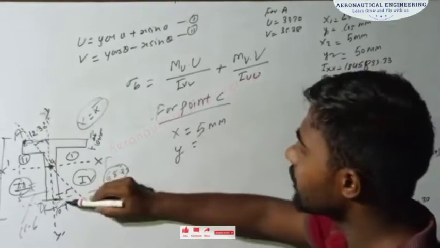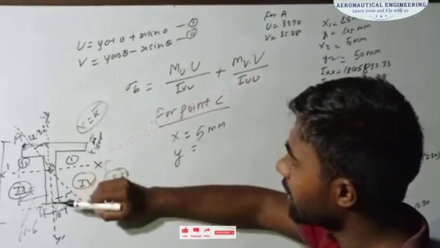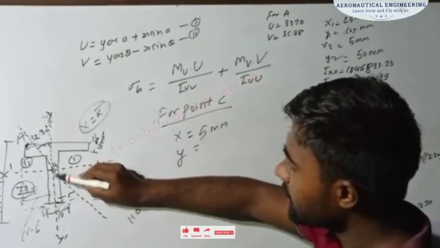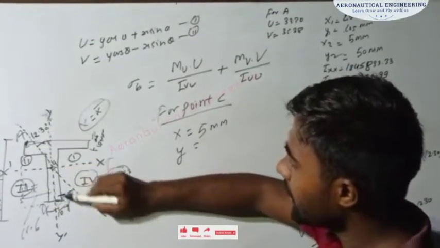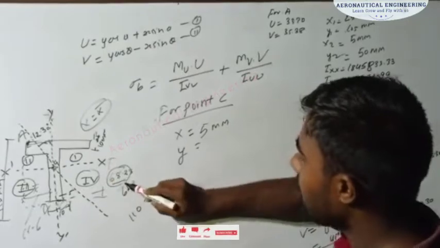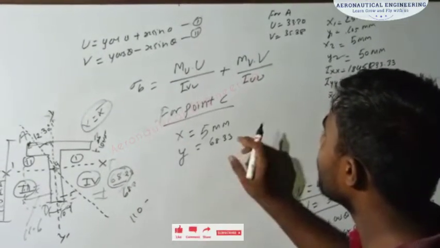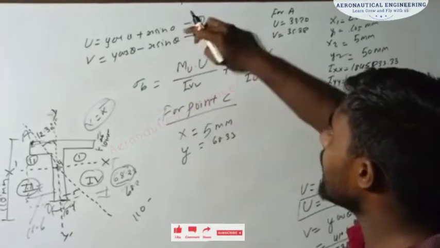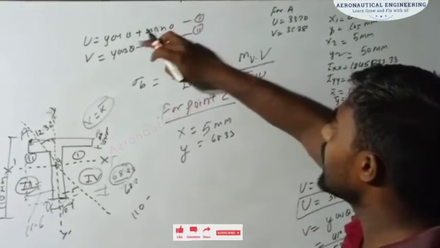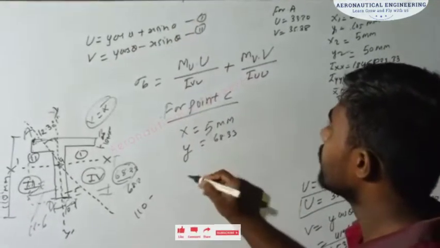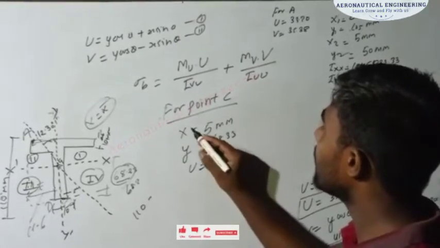Y equal to, for C point, this one is the centroidal point. So vertical length up to C from the centroidal point, this one denotes the Y bar. Y bar value we already know, 68.33. Now we substitute the value of x and y in this equation to calculate the u and v value for C point. So u equal to, we know that y cos theta.